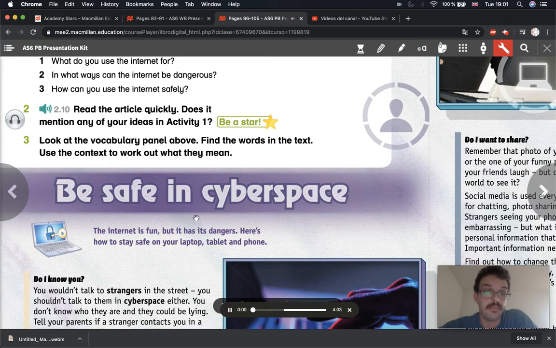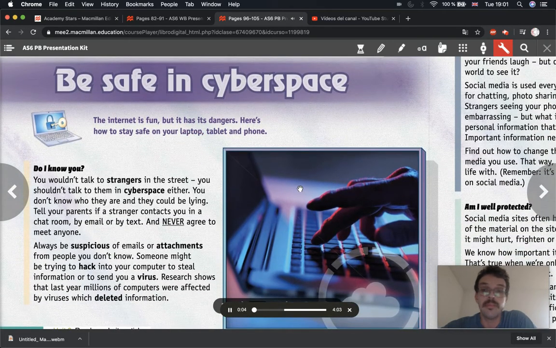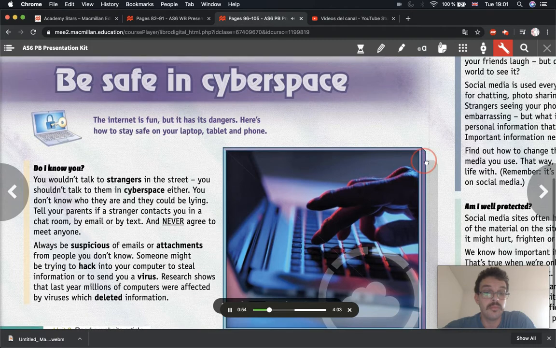Ready? Be safe in cyberspace. The internet is fun, but it has its dangers. Here's how to stay safe on your laptop, tablet, and phone. Do I know you? You wouldn't talk to strangers in the street. You shouldn't talk to them in cyberspace either. You don't know who they are, and they could be lying. Tell your parents if a stranger contacts you in a chat room, by email, or by text, and never agree to meet anyone. Always be suspicious of emails or attachments from people you don't know. Someone might be trying to hack into your computer to steal information or to send you a virus. Research shows that last year, millions of computers were affected by viruses which deleted information.